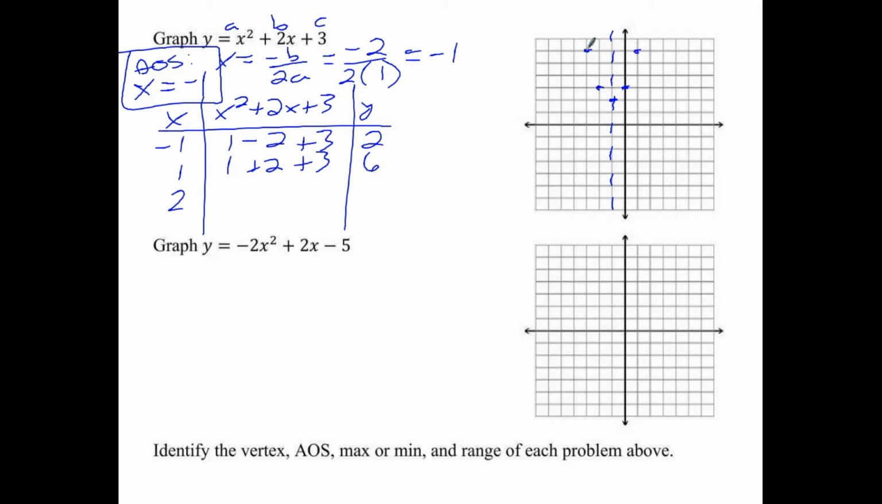And now, if I was to do the 2 that I thought I probably would need, I'm going to be way off my grid already. I'm already pretty much at the top of my grid. So there's actually no need to do that 2. It's not going to help me at all. So I'm done.